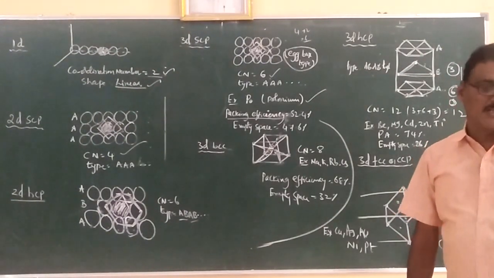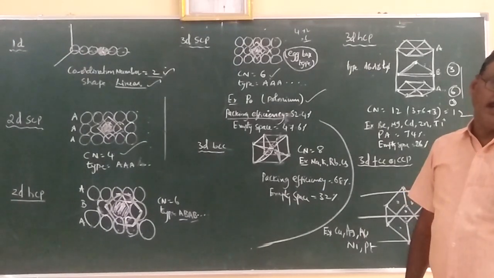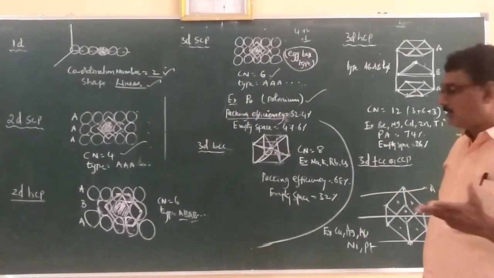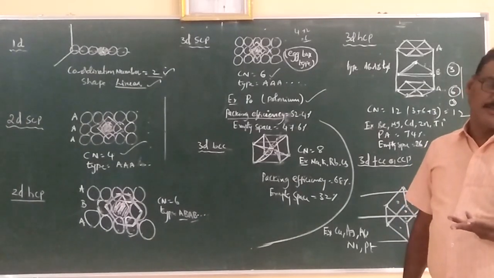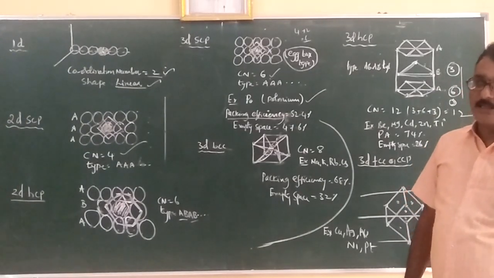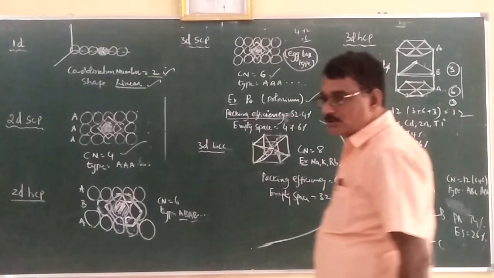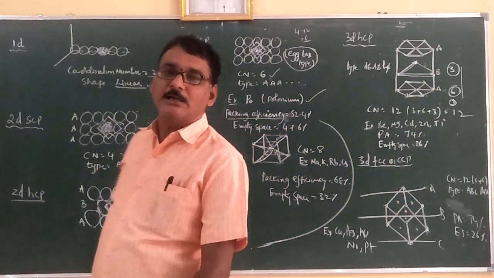What is the packing efficiency? 74%. Empty space 26%. Okay. This is next, the last one. 3D FCC or CCP.